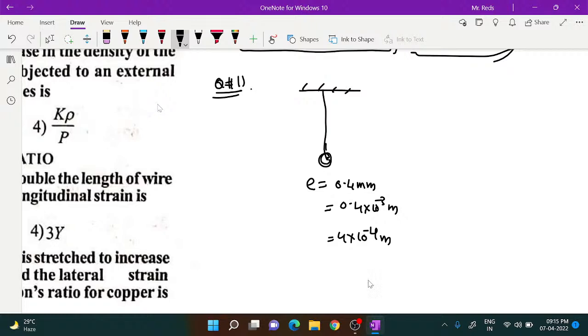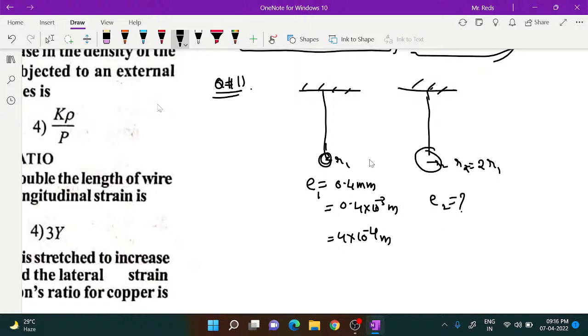When the first solid sphere is replaced by another sphere made of same material but twice the radius, the wire is same only. So twice the radius, like this. Its radius is, let us say, r1 and the other radius is r2, so that r2 is equal to 2 times r1, twice the radius. What is the new elongation? Let us see, this is E1. What is E2 is the question.